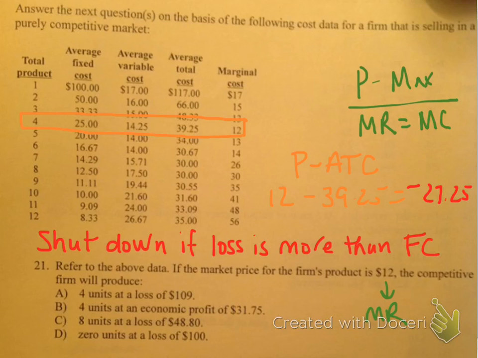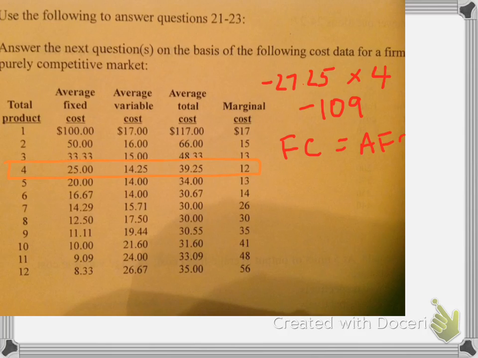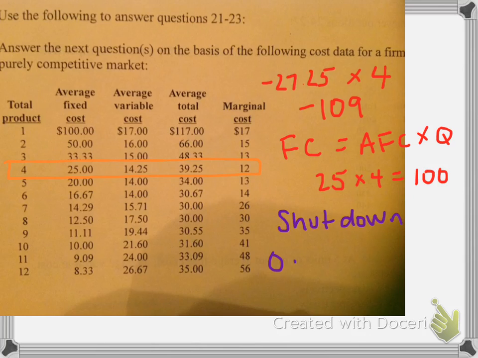So let's take a look at how much our loss would be if we stayed open. If I take the $27.25 loss times 4, it gives me $109. My fixed cost is average fixed cost times quantity, which is $25 times 4. So that gives me a loss of $100. I'm better off if I shut down and lose $100 instead of staying open and losing $109.